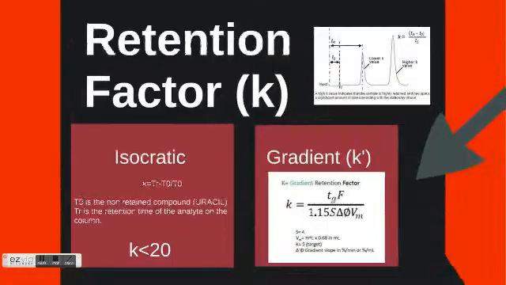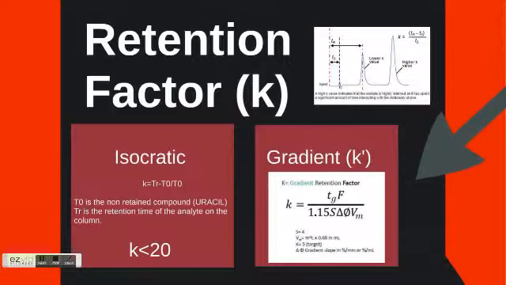This is connected to retention factor. There are two types of retention factors, gradient and isocratic. These will depend on the method on which you run the chromatogram. This will be discussed in the method development flowchart. The isocratic K is affected by the retention time of both the retained compound and the unretained compound, such as uracil. It is usually accepted that this value should be under 20.